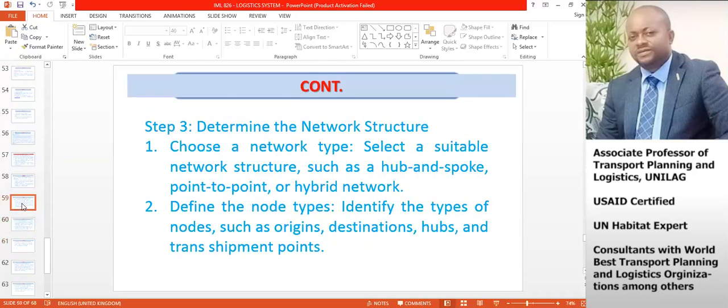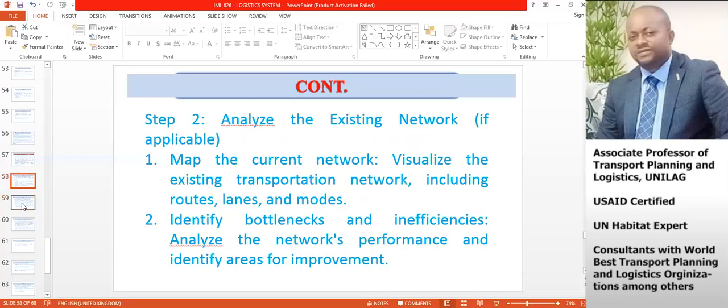Look at step 3, where you are determining the network structure. Before you determine the network structure, you must have understood number 2, which I said there is a heavy likelihood, by 95%, that you will need number 2. But I put "if applicable" in case the business is new. What I'm saying here is that if you pass a particular road and your trucks are usually falling down, you should take notes in the first diagram.